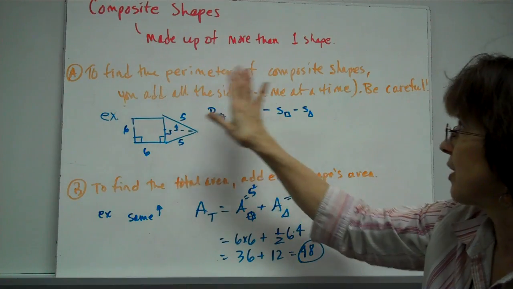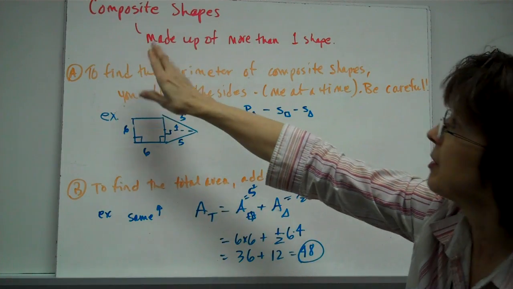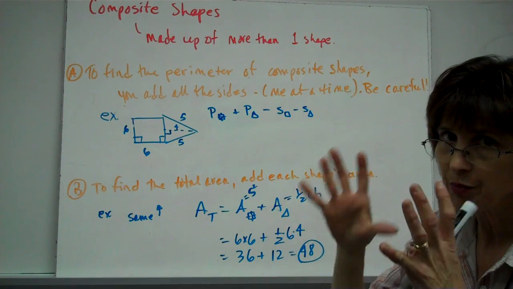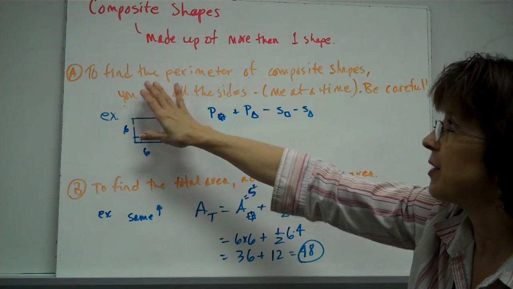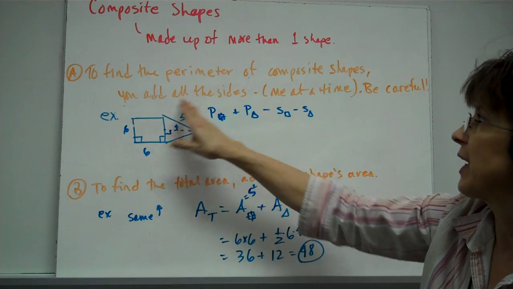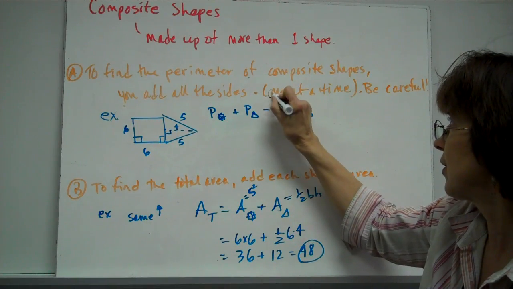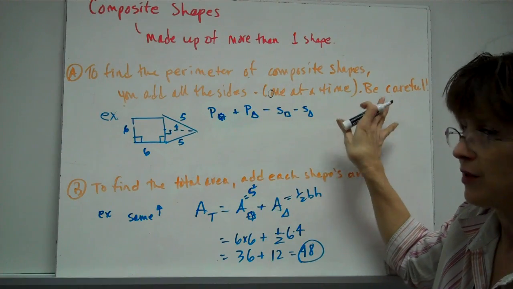When you find the perimeter of a composite shape, first of all, a composite shape is made up of more than one shape. It's 2 or 3 or 4 or 5 shapes put together. So to find the perimeter of a composite shape, you have to add up all the sides, one at a time. You want to be very, very careful, one at a time, okay?